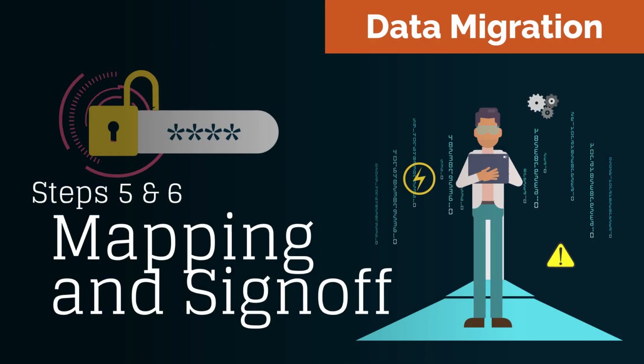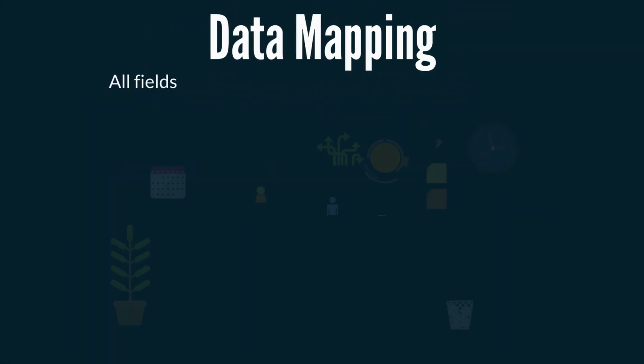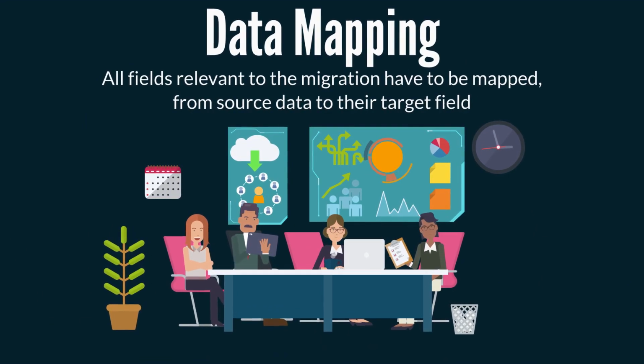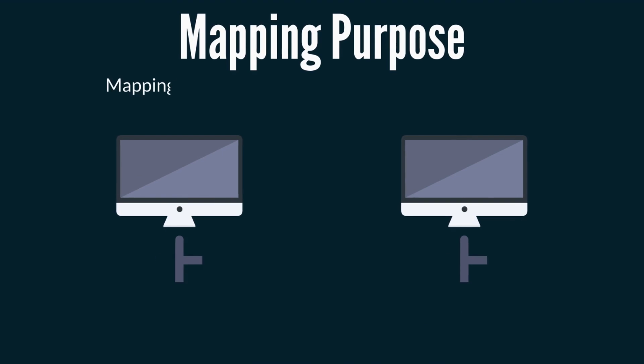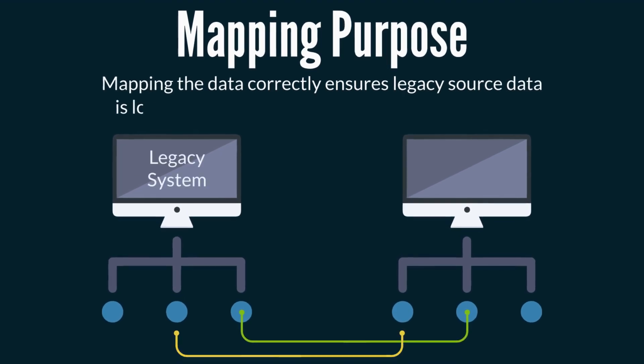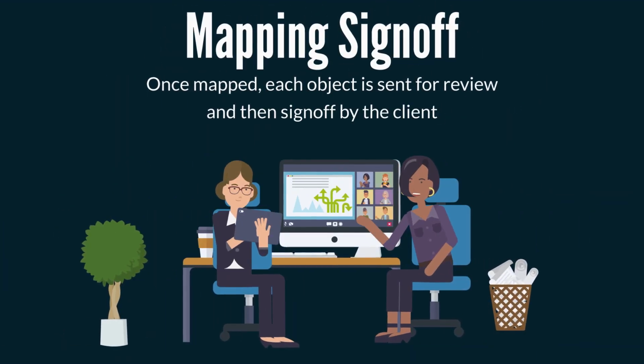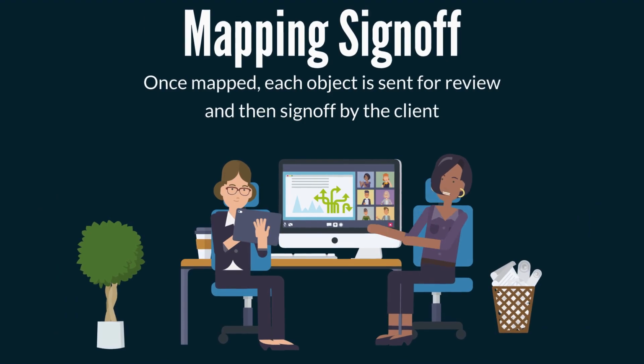Steps 5 and 6, mapping and sign-off. All fields relevant to the migration have to be mapped, from source data to their target field. Mapping the data correctly ensures legacy source data is loaded into the correct fields in the target system. Once mapped, each object is sent for review and then sign-off by the client.